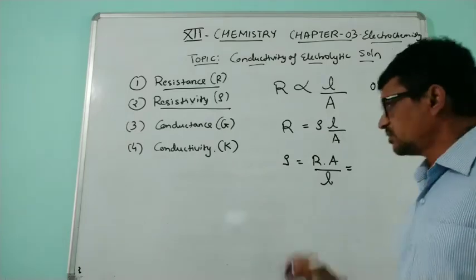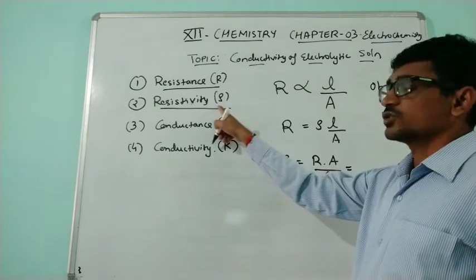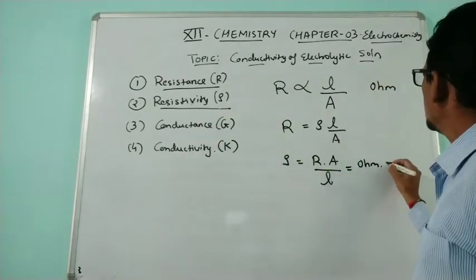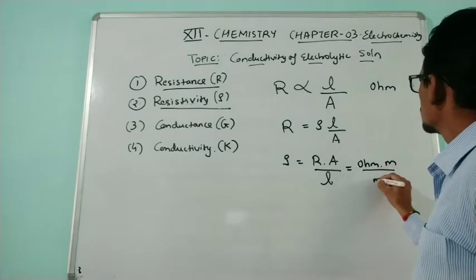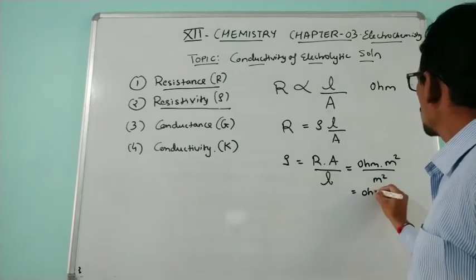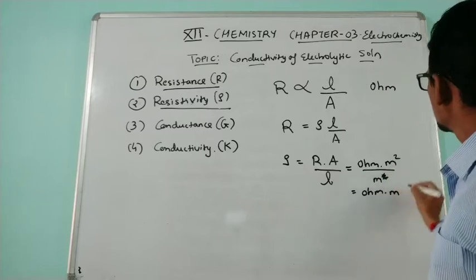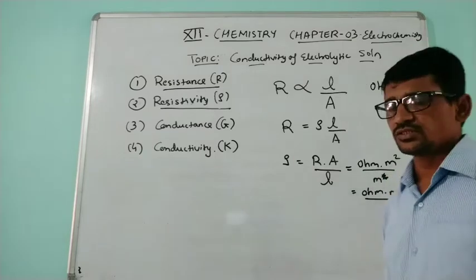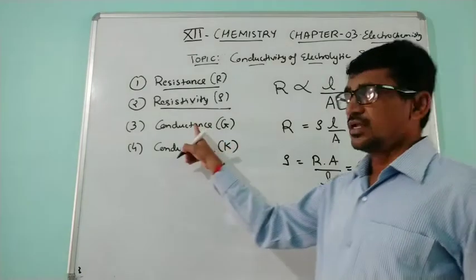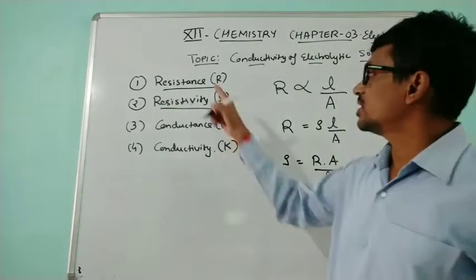In terms of unit, let us check it. What is the unit of resistivity or specific resistance? R we measure in ohm, area in meter square, length in meter, so it is ohm meter. Resistivity comes in ohm meter. Similarly, you can find the conduction. Conduction means the reverse of resistance.